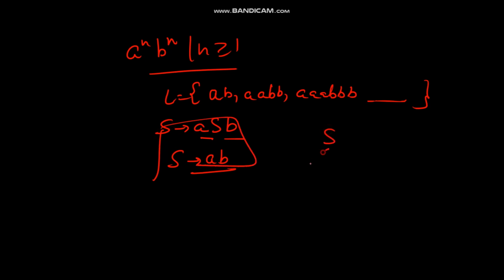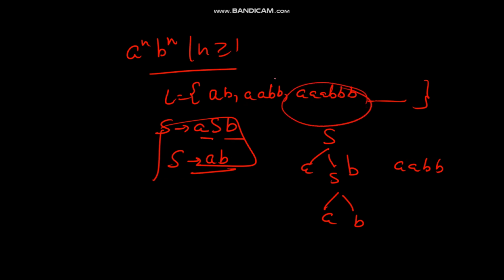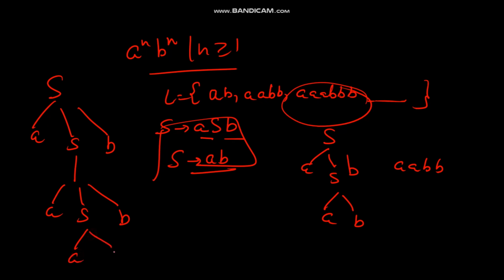When we substitute the value in this case, like aSb, S can be substituted as ab, which will become aabb. Also suppose we want a longer string, so what will we do? We will substitute aSb. For this S we will again substitute aSb, and for this S we will substitute ab. Now reading this value we will get aaabbb. So this is the possible grammar for such a case.